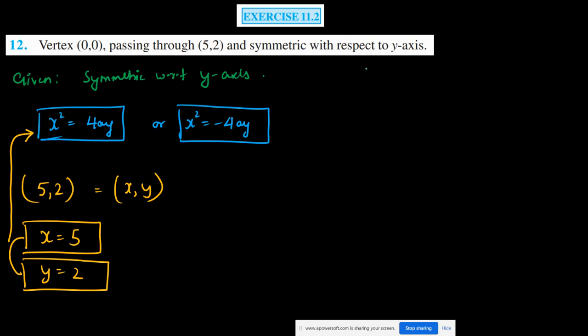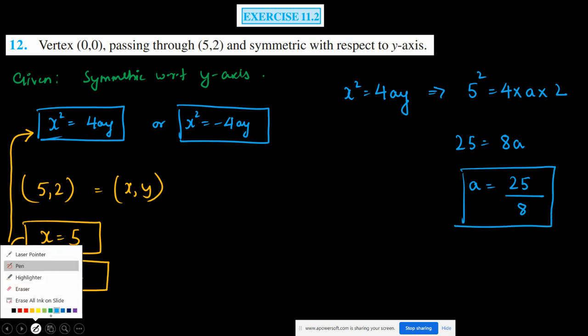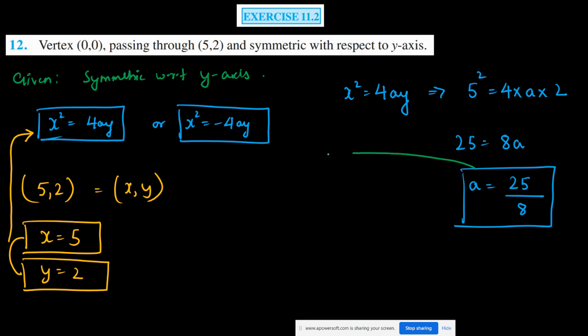Okay. Now, to find the value of a, x square is equal to 4ay. The value of x is taken as 5. I can write 5 square is equal to 4 multiplied by a multiplied by y, which is 2. 25 is going to be equal to 8a. The value of a is going to be 25 divided by 8. I have got the value of a. Now the value of a must be substituted back in this particular equation. That is going to be my final answer.